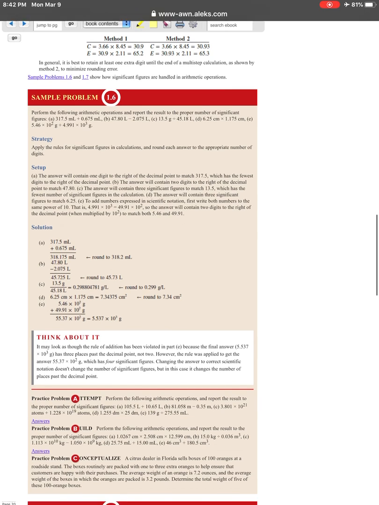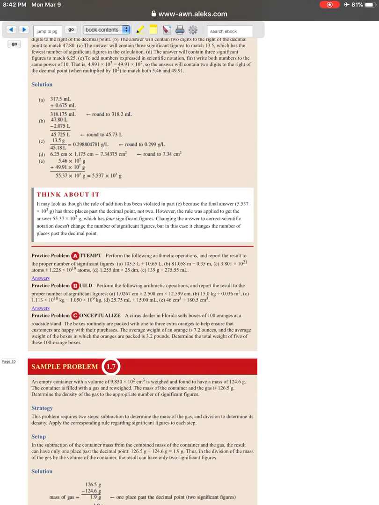I'm going to scroll down to the solution for that one. If you take a look in part E, what they did, they changed the second number to be 10 to the 2. Once they're in the same exponent, then you can line the numbers up for addition and subtraction. And so take a look. They're both times 10 to the 2. They both go 2 digits past the decimal point. So that means your answer is going to be 2 digits past the decimal point. So 55.37 times 10 to the 2 grams.